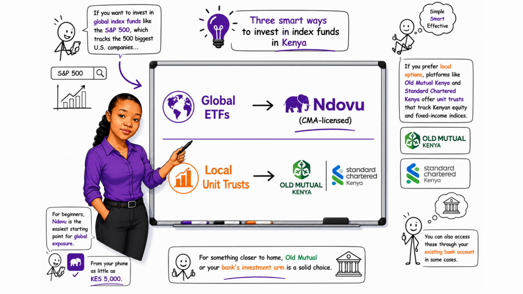You can also access these through your existing bank account in some cases. For beginners, Ndovu is the easiest starting point for global exposure. For something closer to home, Old Mutual or your bank's investment arm is a solid choice.